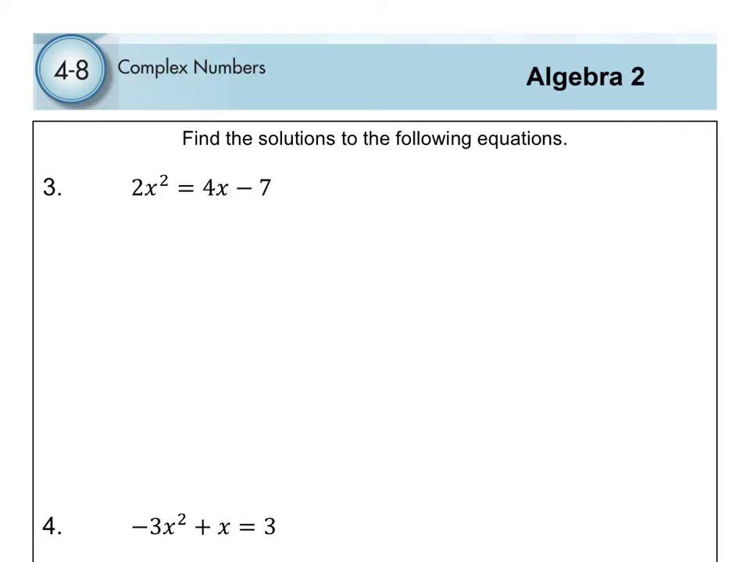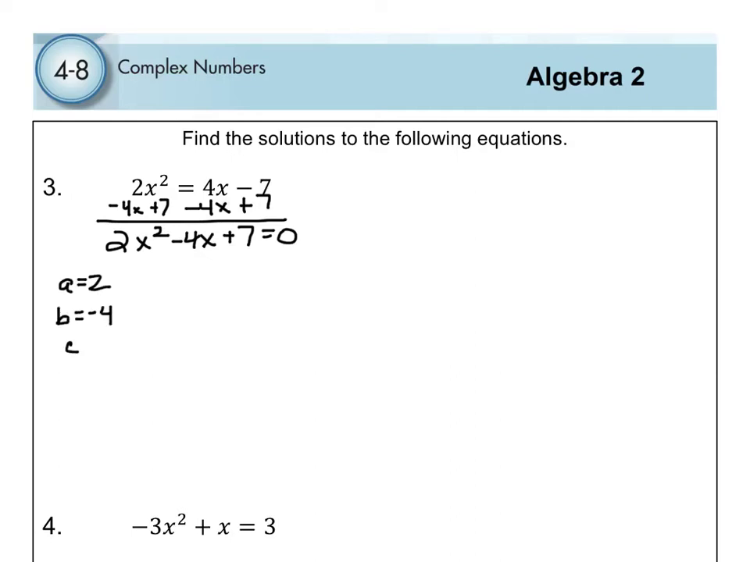Now let's take a look here at number 3. Again, first thing you always have to check is whether this equation is set equal to 0. Now on number 3 it's not that way, so I have to make it set equal to 0. So I'm going to subtract 4x and add 7. So I end up with 2x squared minus 4x plus 7, and it's going to equal 0. So as I look at this now, I've got a is 2, b is negative 4, c is positive 7. And I have to use the discriminant.